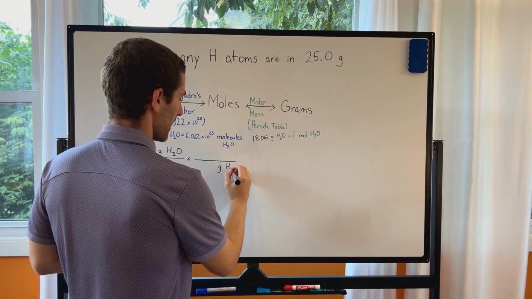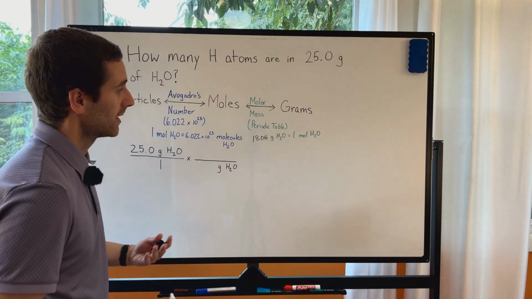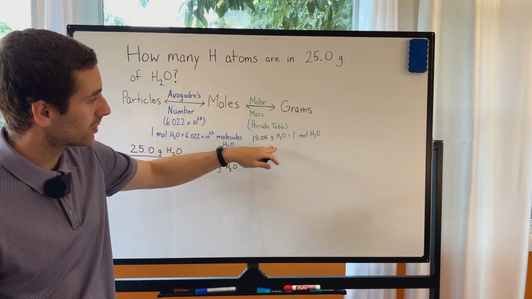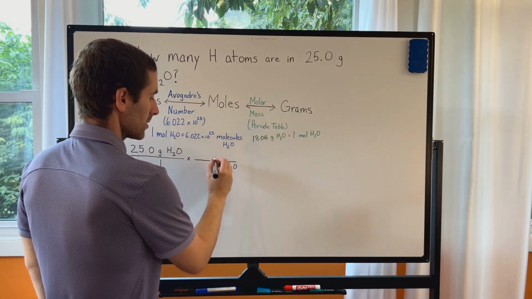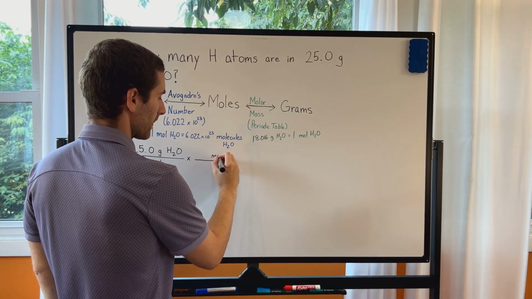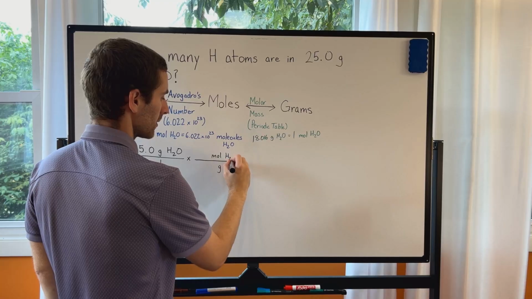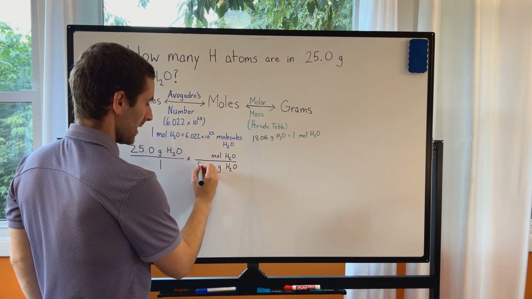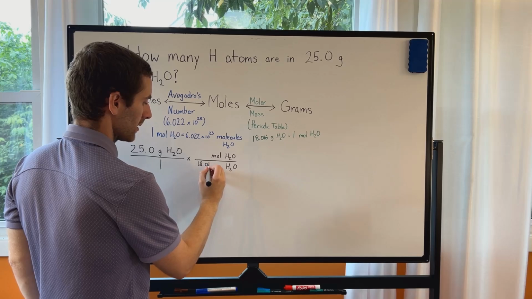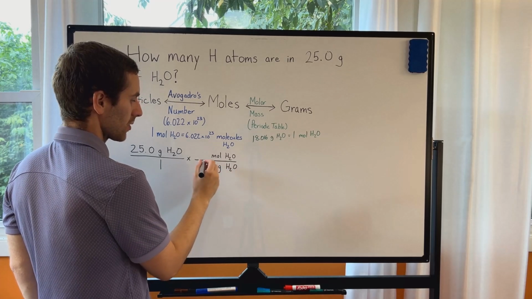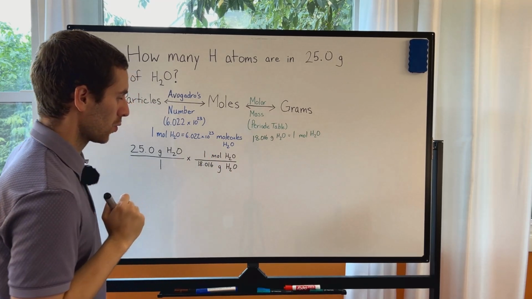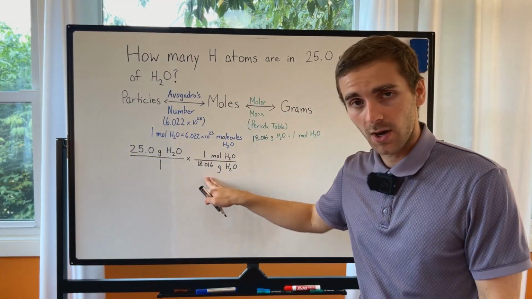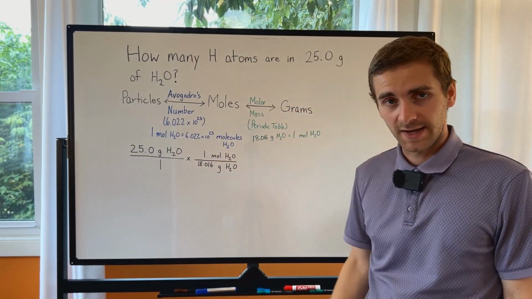So we're going to want to put grams of water on the bottom. And then if we look here, what can we convert grams to? Well, we can convert it to moles using the molar mass. So I'm going to put moles of water on top, and the conversion there is 18.016 grams is 1 mole, okay? So in this case, the molar mass goes on the bottom, so we'll be dividing by it.